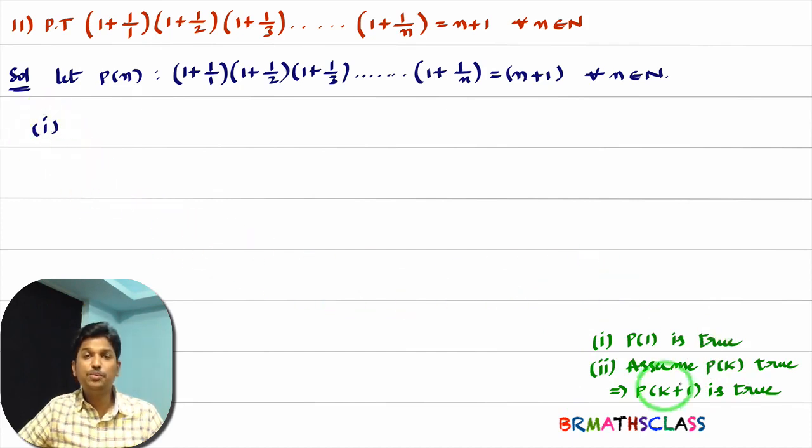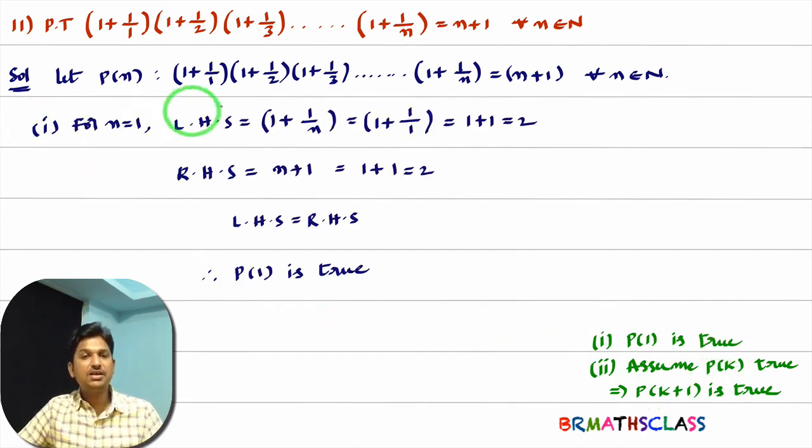How do we prove P(1) is true? You see here, to prove P(1) is true, in place of n I considered 1. So in the left hand side part of this statement, you take the nth term, 1 plus 1 by n. In this, wherever n is there you write 1. Then what will you get? 1 plus 1 by 1, that is nothing but 1 plus 1. 1 plus 1 equals 2.